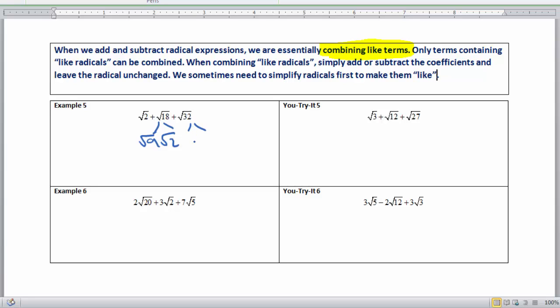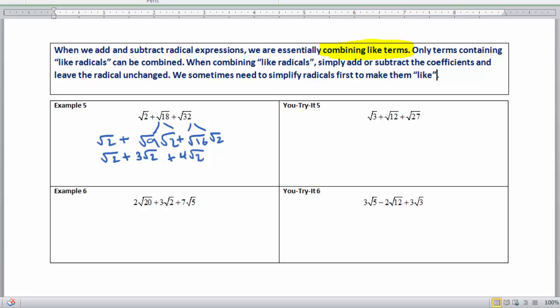And the square root of 32 we can write as, right? So you might say 4 and 8, because 4 is a perfect square, but there's actually a bigger perfect square that'll go into 32, and that would be 16. So we can write it as the square root of 16 times the square root of 2, right? So we have the square root of 2 plus the square root of 9 times the square root of 2 plus the square root of 16 times the square root of 2. And now, of course, the square root of 9 is just 3, and the square root of 16 is just 4. So this is really the square root of 2 plus 3 times the square root of 2 plus 4 times the square root of 2.